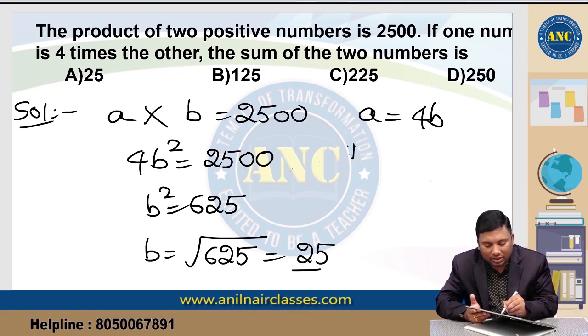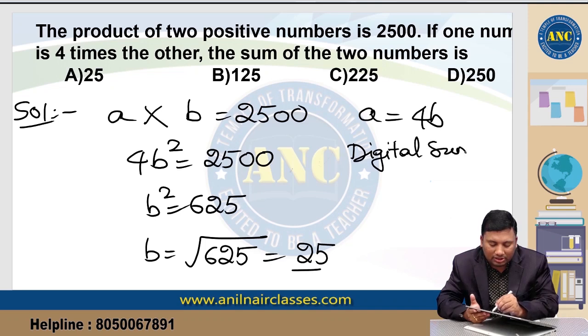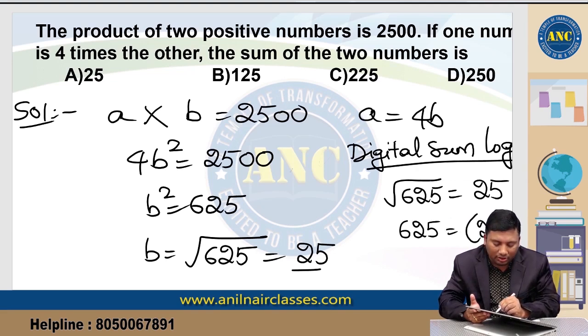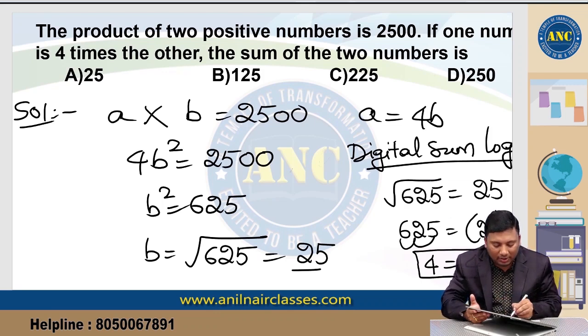You can check by using the digital sum logic also. Suppose the question is square root of 625 equivalent to 25. Remove the square root: 625 equivalent to 25 whole square. 6 plus 2, 8, 8 plus 5, 13, which is 4. 2 plus 5, 7, 7 square is 49, 4 plus 9, 13, 1 plus 3, 4. 4 equivalent to 4, it is matching.